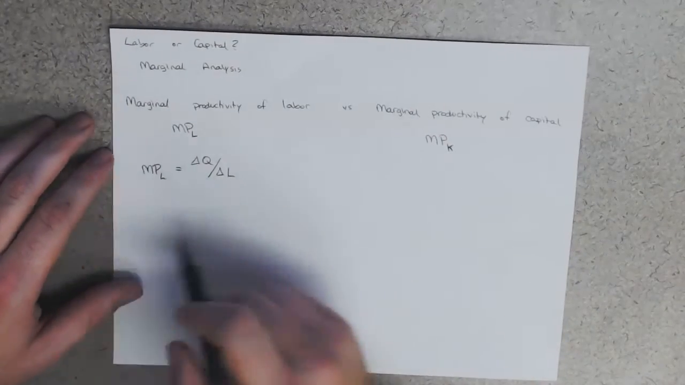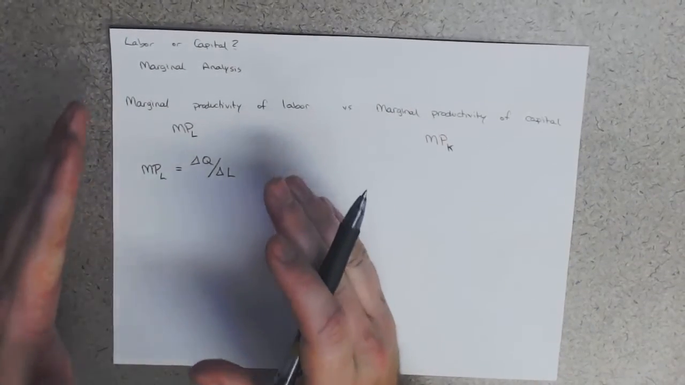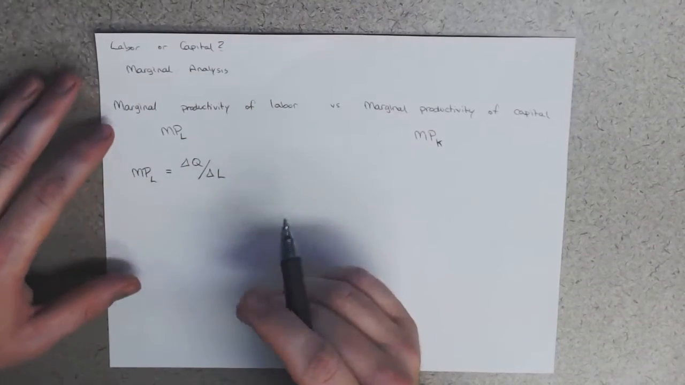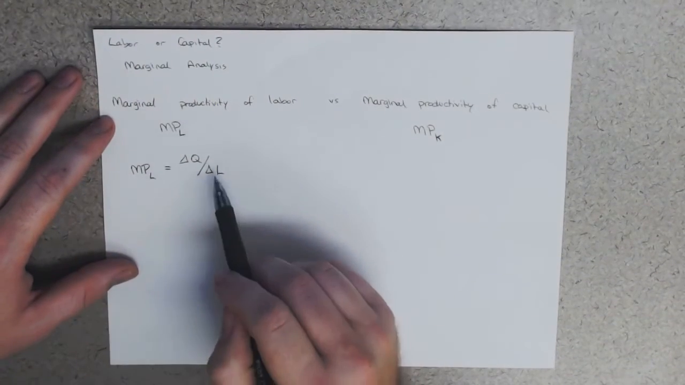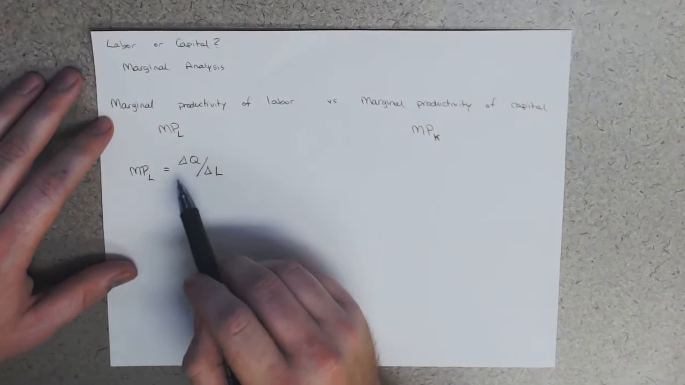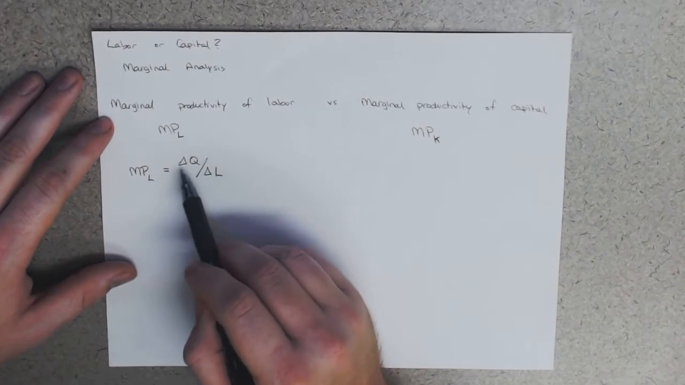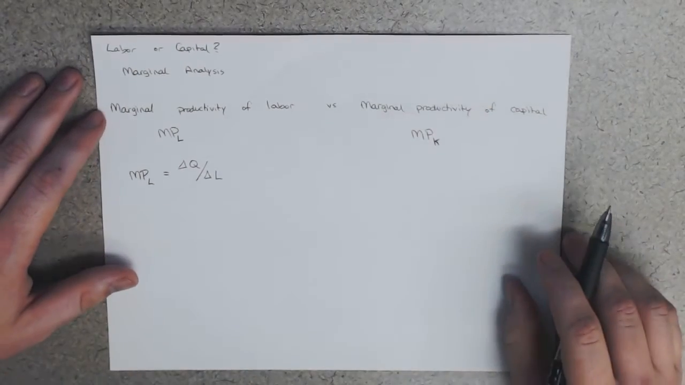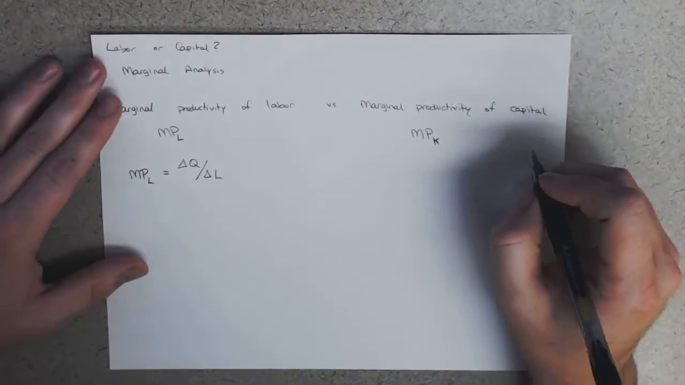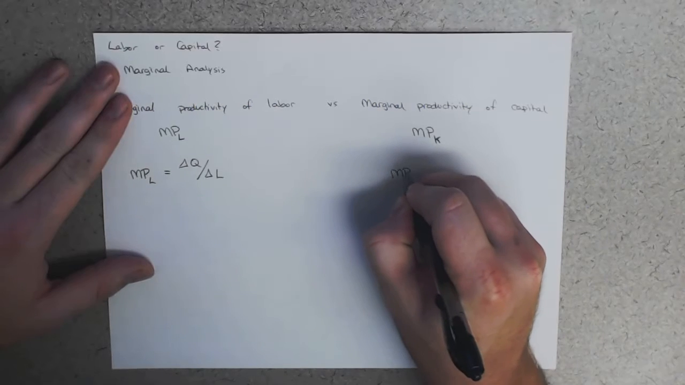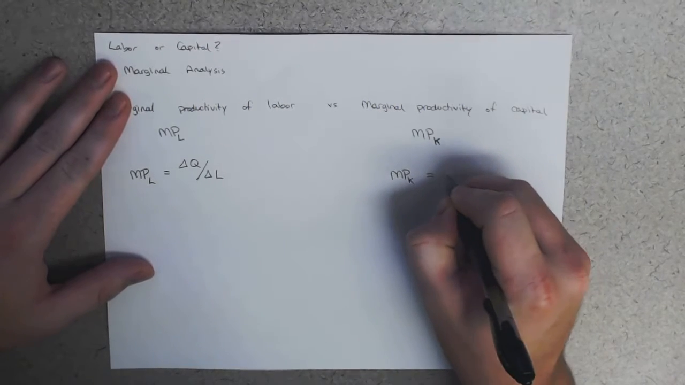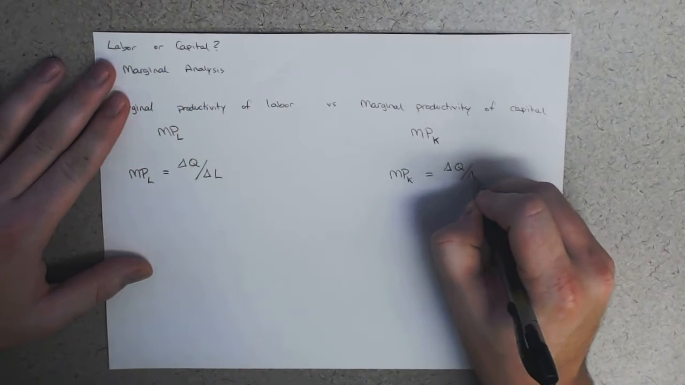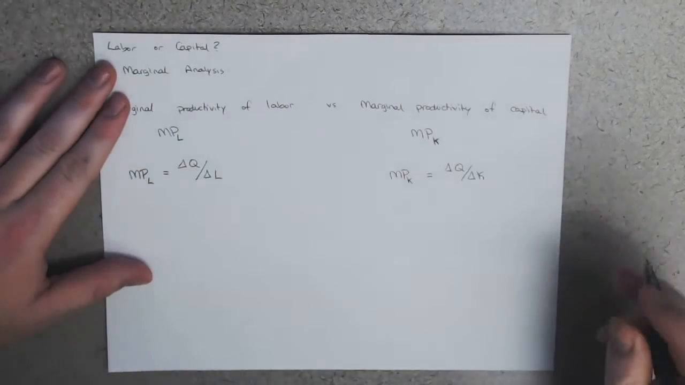Okay, so this is saying if we hold the amount of capital that we have constant, right? So if we don't change the amount of machines we have, and I hire one more worker, right? This will be the increase in quantity for a 1 unit increase in labor. And by the same token, the marginal productivity of capital is equal to the change in output divided by the change in the amount of capital.